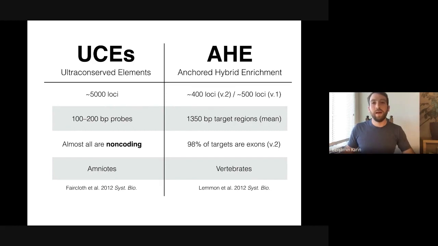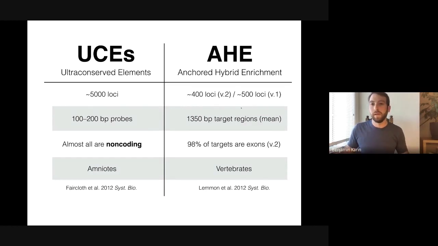So UCEs have about, I'm just talking about amniotes and vertebrates. These have been developed for other organisms as well. But UCEs have about 5,000 loci captured using these conserved central core regions with 100 to 200 base pair probes. They're almost all non-coding. There are a few that are in exons. And they work across all amniotes. In general, UCEs target the flanking regions around these conserved probe regions.